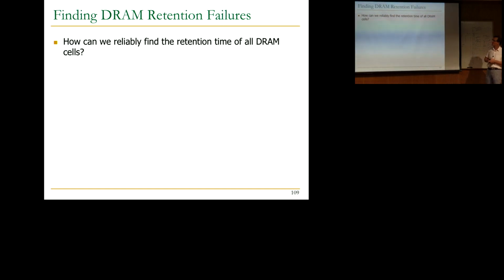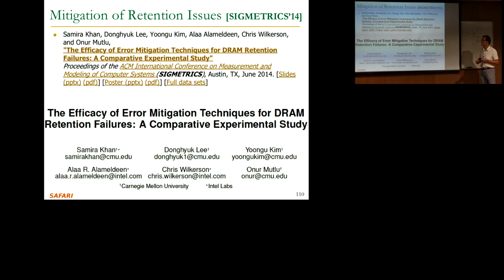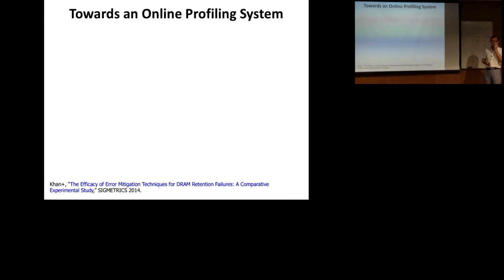So the key question is, how can we reliably find the retention time of all DRAM cells so that we can make DRAM reliable and secure, and also we can make techniques like RAIDR work? Because I think there's a lot of potential for this to improve performance and energy. And we did a bunch of studies later on looking at the issues. How do we actually mitigate these retention failures in DRAM? How can we discover them? And what are the different techniques for doing them? I'll give you the basic ideas.